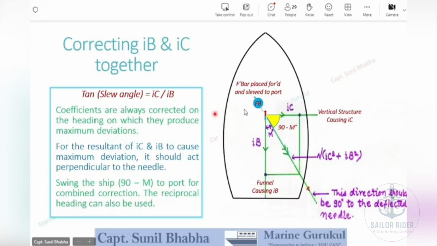Now another option which is available to us is if this resultant vector acts in the westerly direction. If it acts in the westerly direction, even then it will be acting at right angles to the compass needle, and this will happen when the ship is on a reciprocal heading to the initial one. If you swing the ship 90 minus M to port, we obtain one of the headings, and also on a heading reciprocal to that, 180 degrees apart from that, this is the second option available to us to correct IB and IC together.